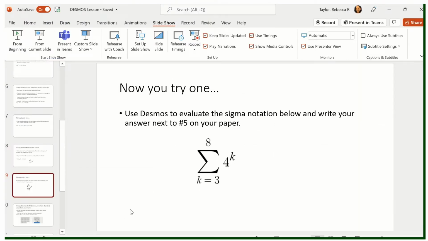You're doing K is equal to 3 to 8. So you're going to do 3, 4, 5, 6, 7, 8. So 4 to the 3rd plus 4 to the 4th plus 4 to the 5th plus 4 to the 6th plus 4 to the 7th plus 4 to the 8th. If you don't want to use Desmos, you can do it out by hand. And then write that next to number 5 on your paper.